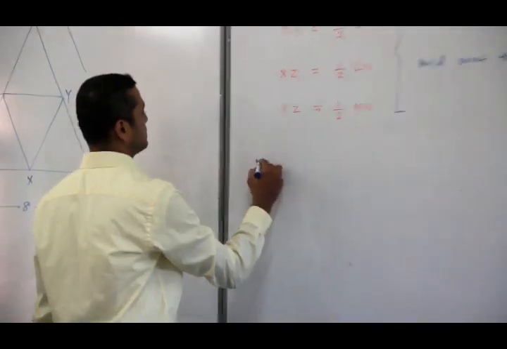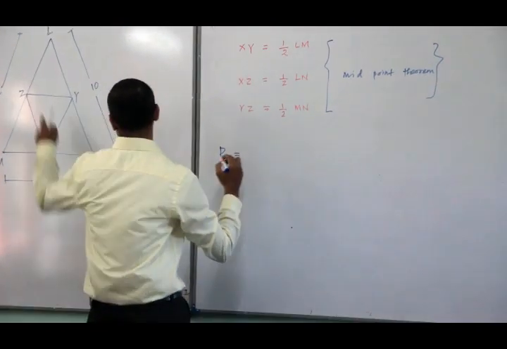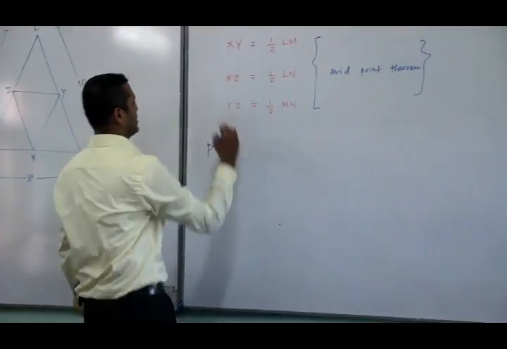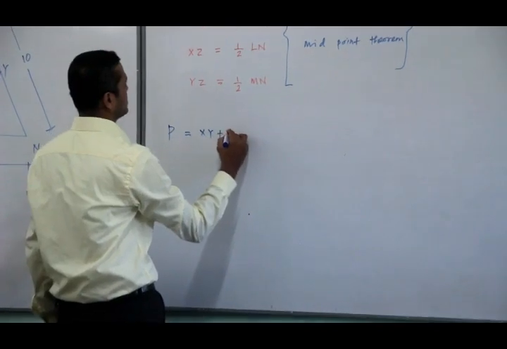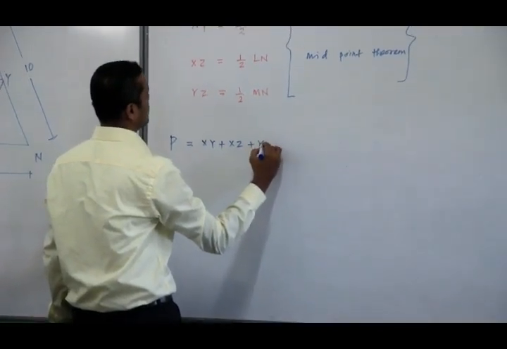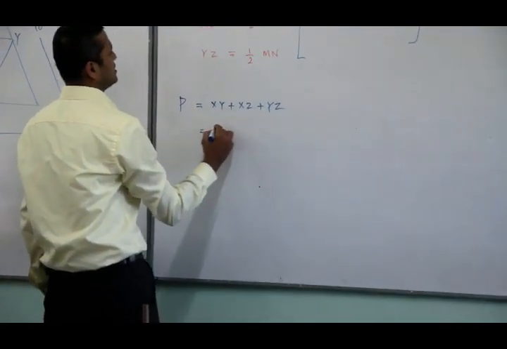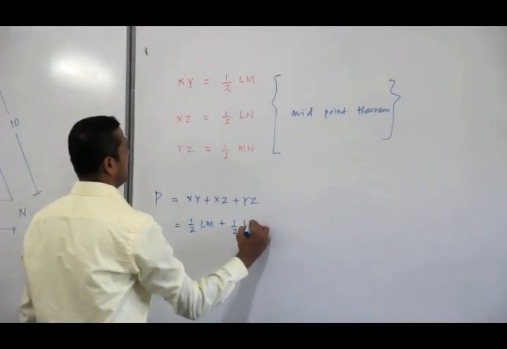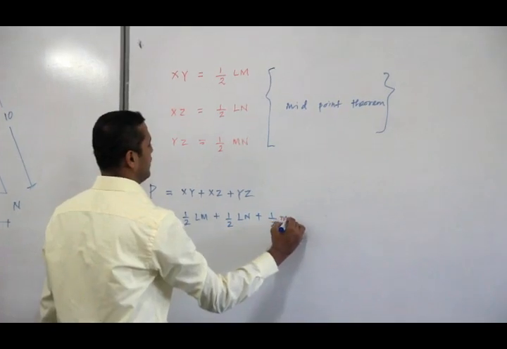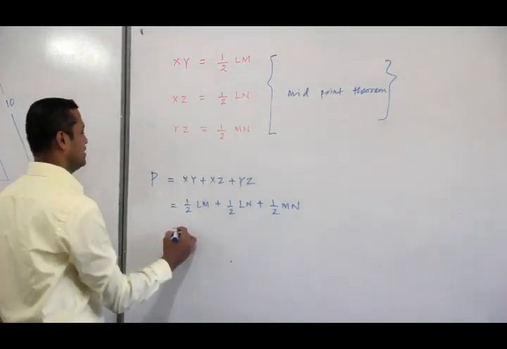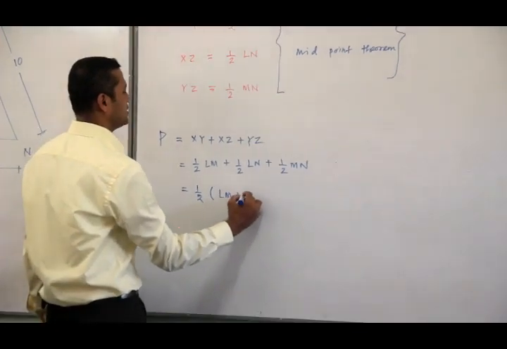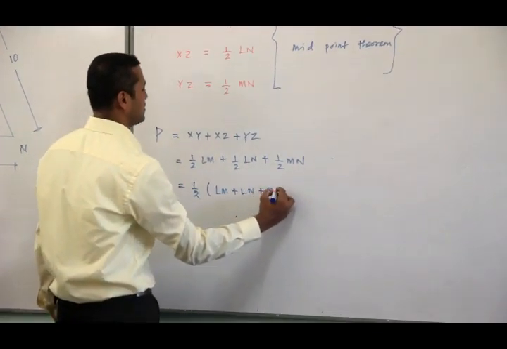Then the perimeter is equal to the sum of all three sides, right? You must add these sides, xy plus xz plus yz. That is half ln plus half ln plus half mn. Hope you understood, right? It's a common factor. Take that out. Then ln plus mn.